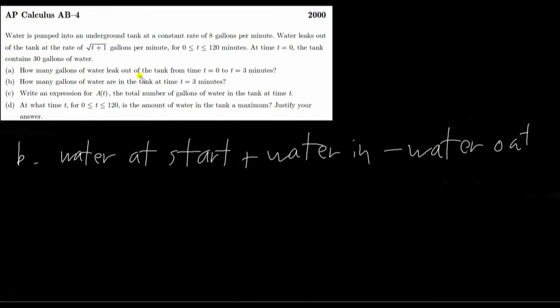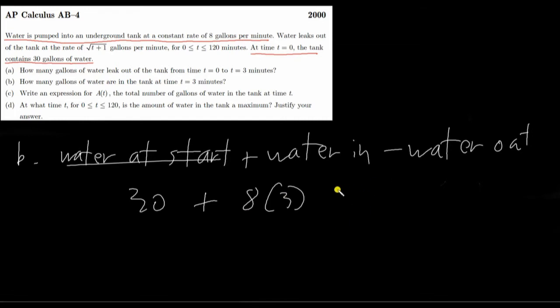So at the start, we're given that at time t equals 0, the tank contains 30 gallons of water. So this value is 30. And then the water in, we know that the water is being pumped into an underground tank at a constant rate of 8 gallons per minute. So at 3 minutes, there's going to be 8 times 3 gallons of water in. And I'd even tell you, don't simplify the 8 times 3. Maybe you're going to make a really silly mistake. There's no point taking a risk.